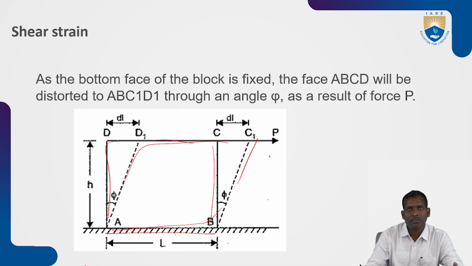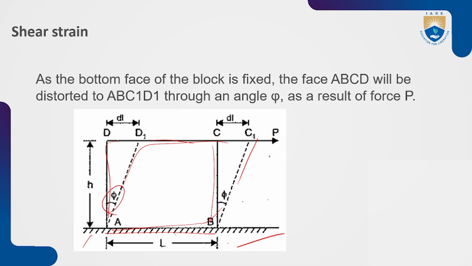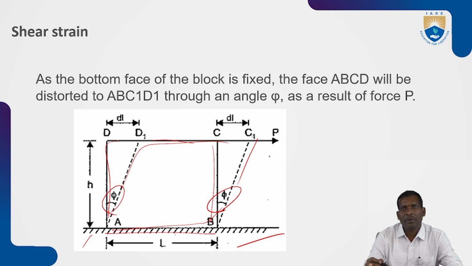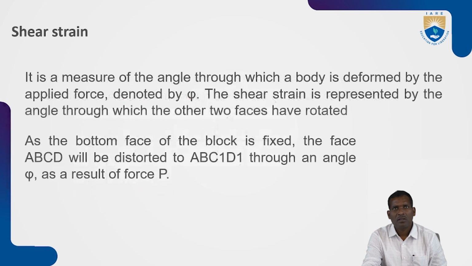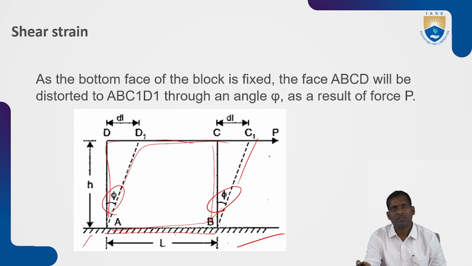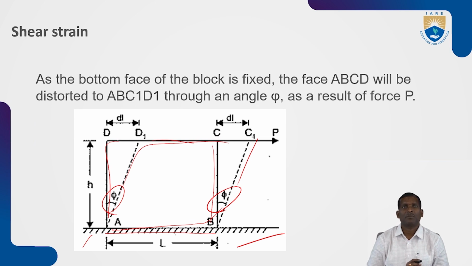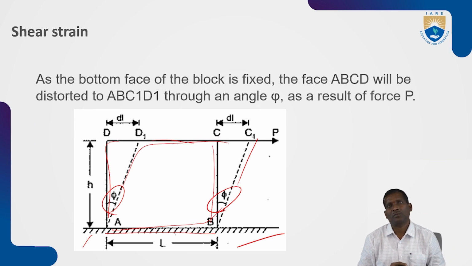The bottom face of the block is fixed, but the face ABCD will be distorted to ABC1 D1 through an angle psi. So this much angle is made with the new surface, which is the result of the force. It is denoted by psi. The shear strain is represented this way. How much is it deformed in terms of psi? That is the angular deformation.